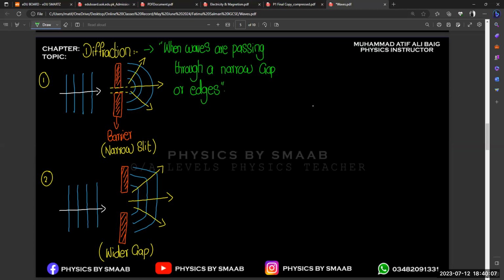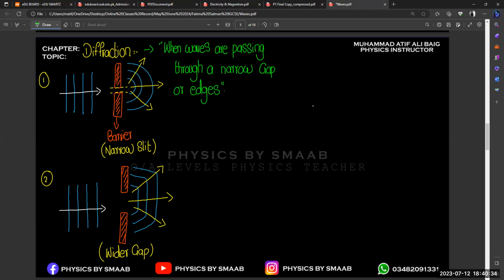So there are many questions related to diffraction because it is a new term, while reflection and refraction we already studied many times, right? So when the gap is very small, you get semicircular waves. And when the gap is greater, you get a windscreen shape, right?